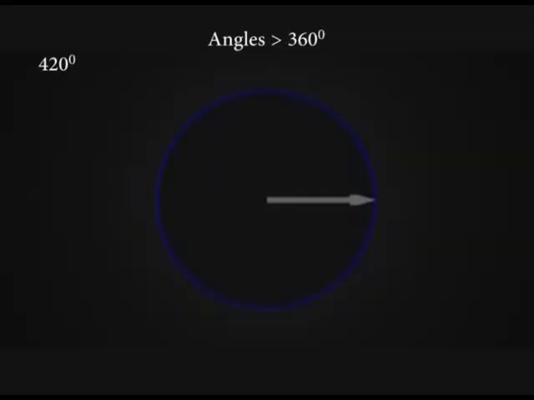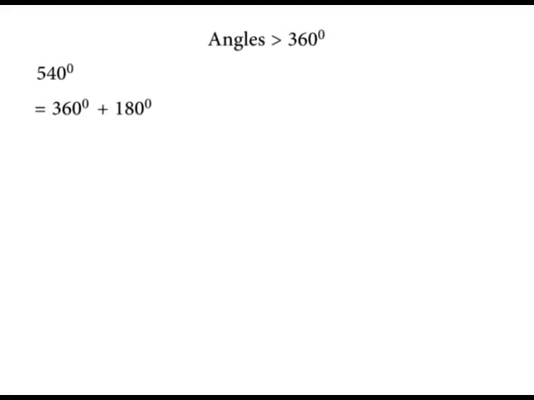Next, angles greater than 360 degrees. Now, consider an angle of 420 degrees. This includes a complete turn of 360 degrees and then an additional 60 degrees. That is, 420 is equal to 360 plus 60 degrees. 540 degrees is one turn of 360 degrees plus an additional 180 degrees. 800 degrees includes two complete rotations and then an additional 80 degrees.